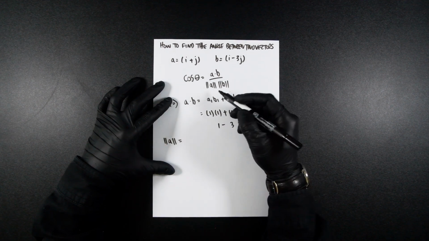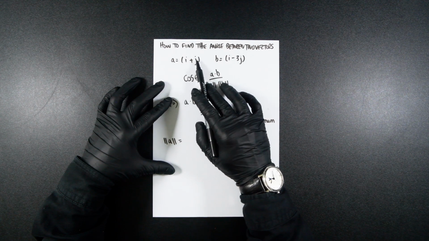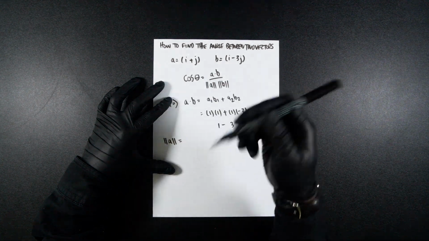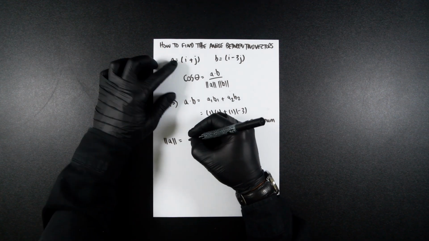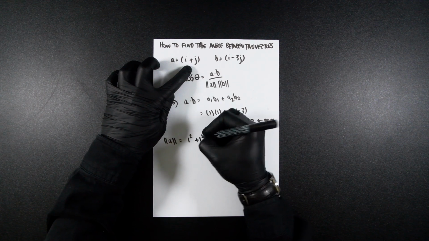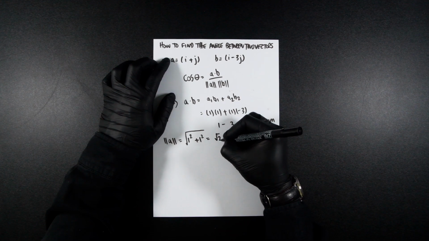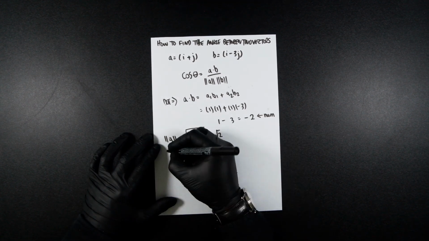So now let's find out what the magnitude of A is. That is the same as doing the coefficient before i and the coefficient before j, both squared individually, and the square root of that. So i is 1 squared and there is a 1 squared, all square rooted. So that is going to be the square root of 2.